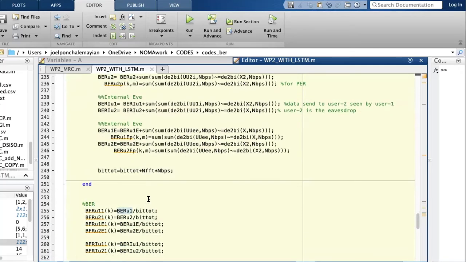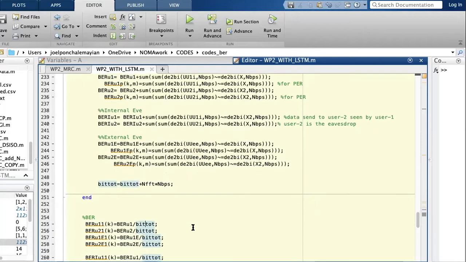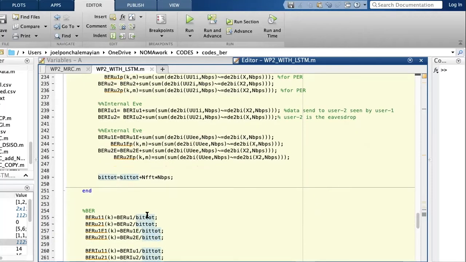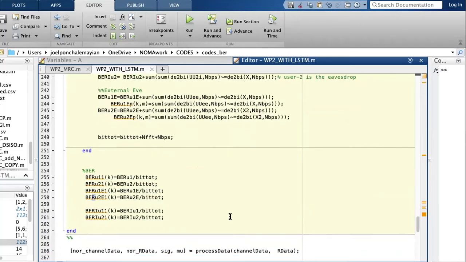For example, for user one, you say, okay, this is the number of bits that have been sent to user one and have been received by user one, out of the total number of bits that has been sent. In that case, you'll be able to get the bit error rate of user one. And we do the same for the bit error rate for user two, and then the bit error rate for Eve as well.